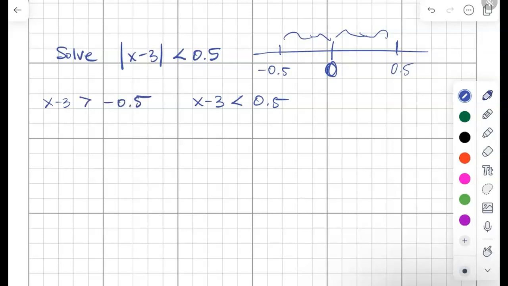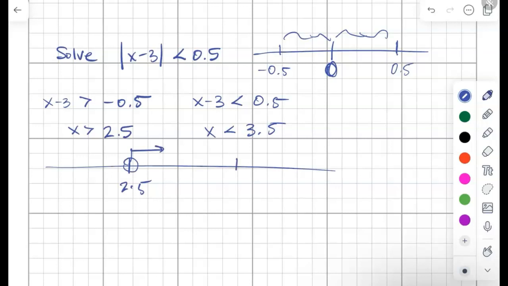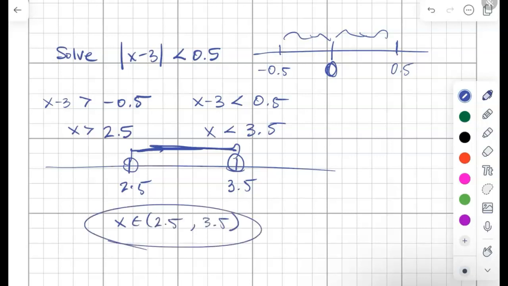And then we solve for x in both cases, so we're going to add 3 to this, and we get 2.5. We add 3 to both sides here, we get 3.5. So on a number line, we're saying it's greater than 2.5, open circle. We're saying it's less than 3.5, open circle. So it's attached in the middle here. So the interval would be, the x's are in the interval 2.5 to 3.5. Parentheses on both numbers because we don't have equal to symbols.